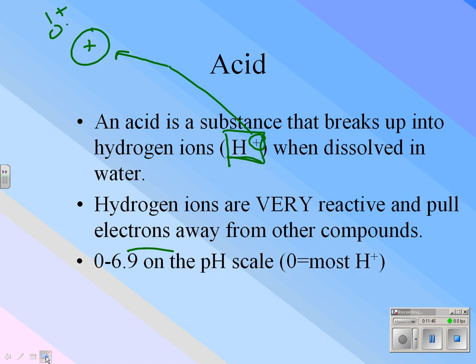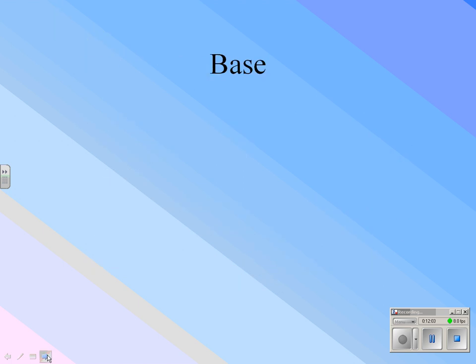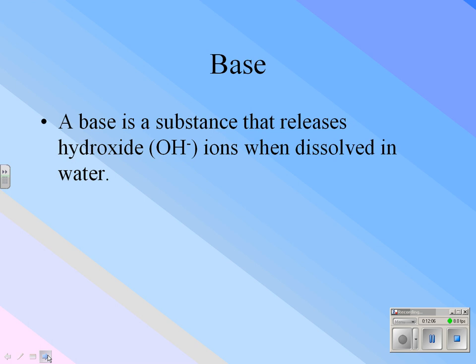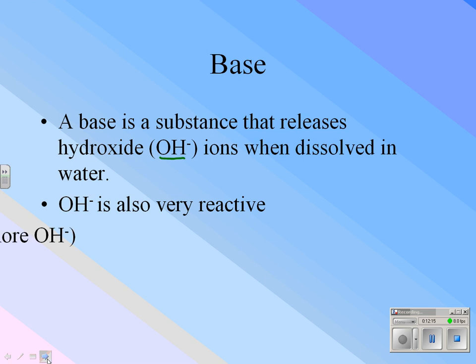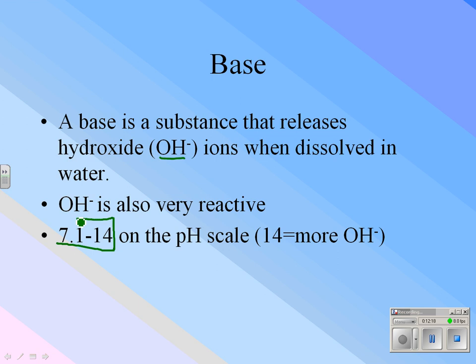We use something to measure acids and bases, the pH scale. On the pH scale, the measurement for an acid is from 0 to 6.9. We're going to look at the pH scale in lab in more detail. The second substance that we're going to talk about is called a base. A base is a substance that releases hydroxide ions when dissolved in water. It's also very reactive in a different way than hydrogen ions. We would measure something as a base from 7.1 to 14 on the pH scale. 14 equals the most hydroxide ions you can have.